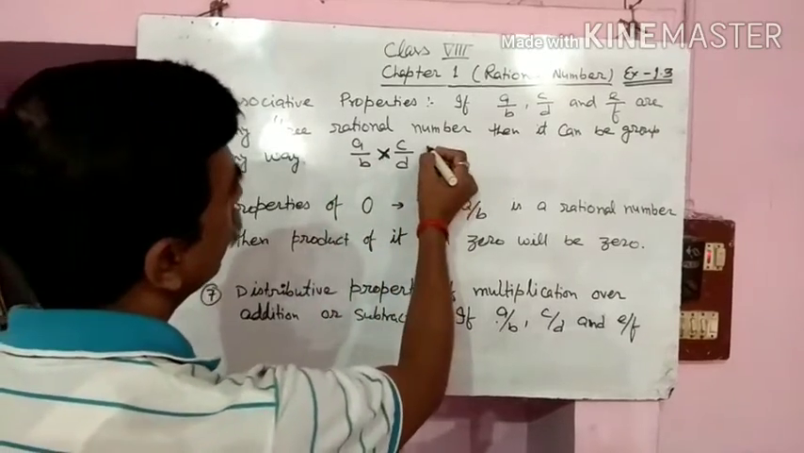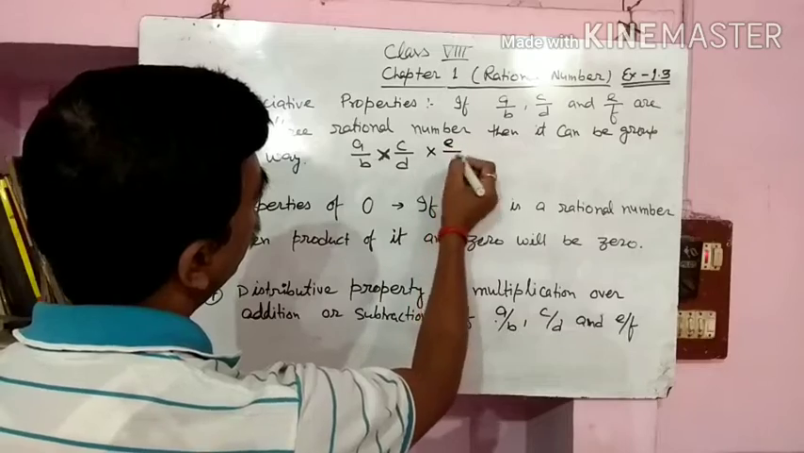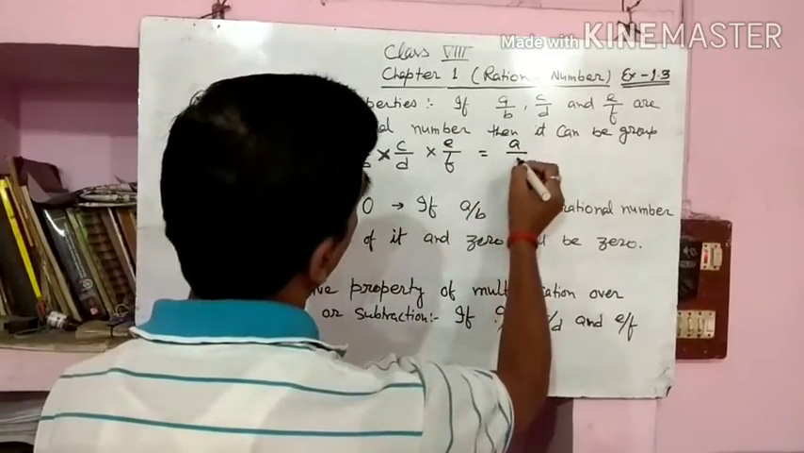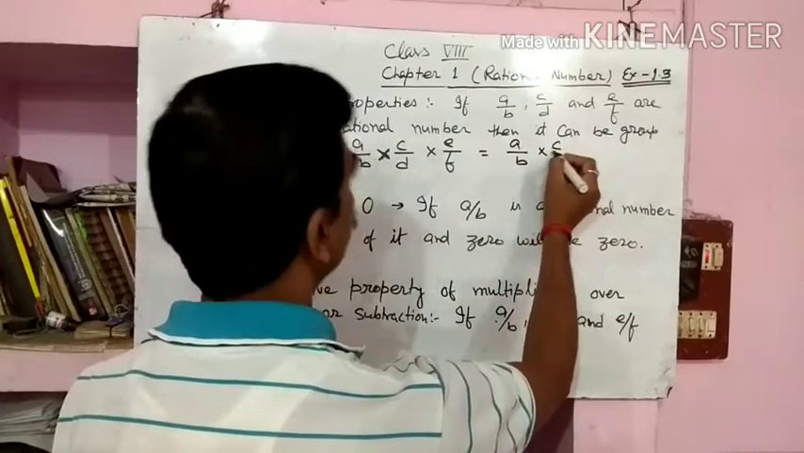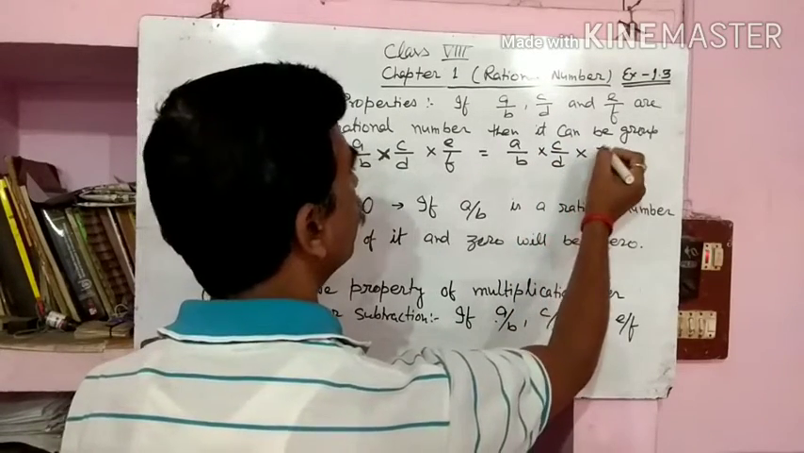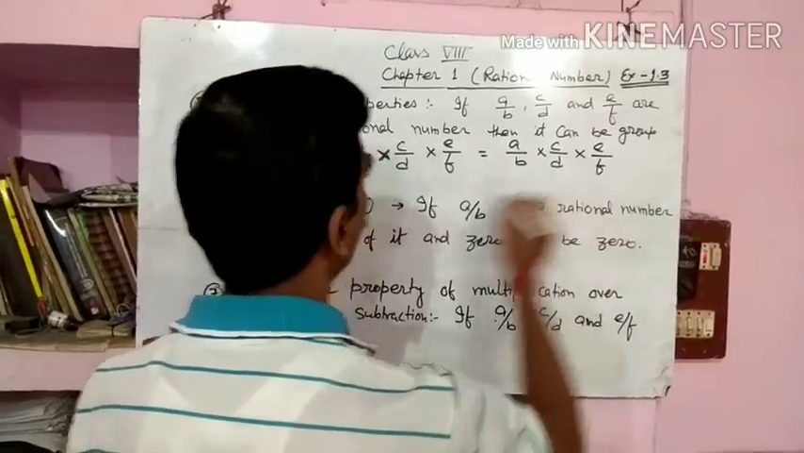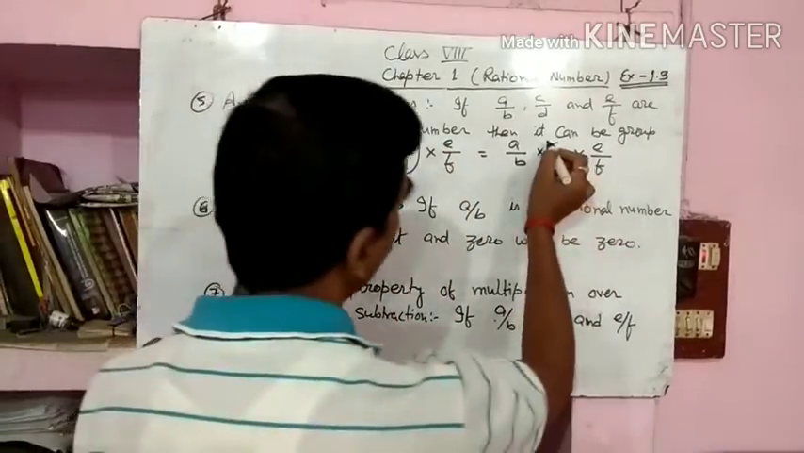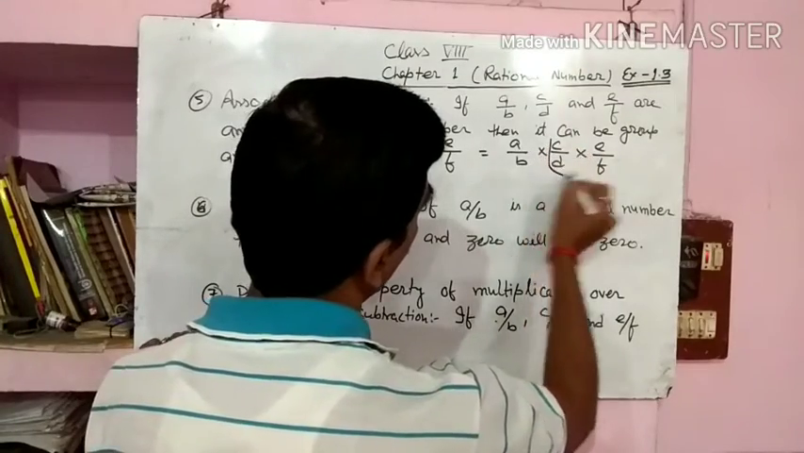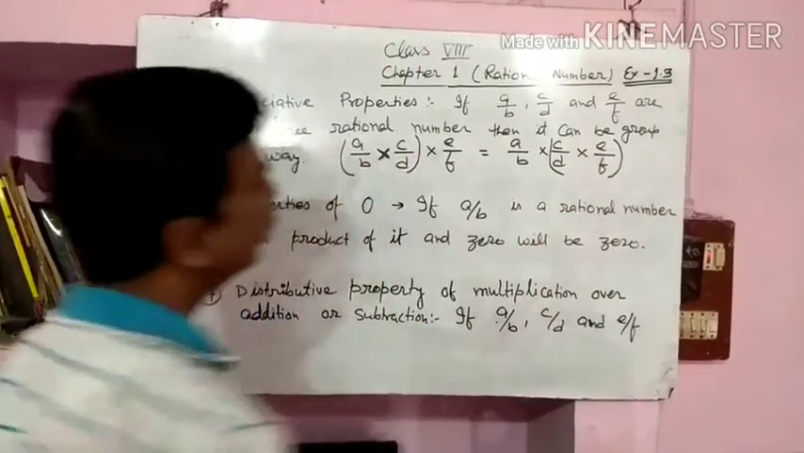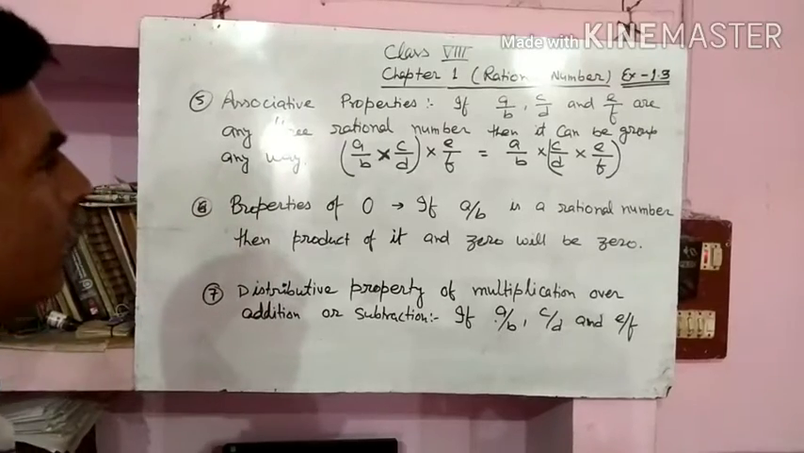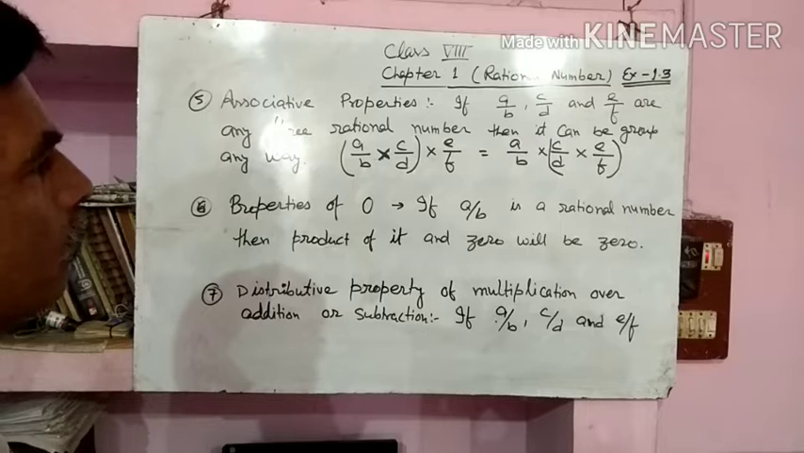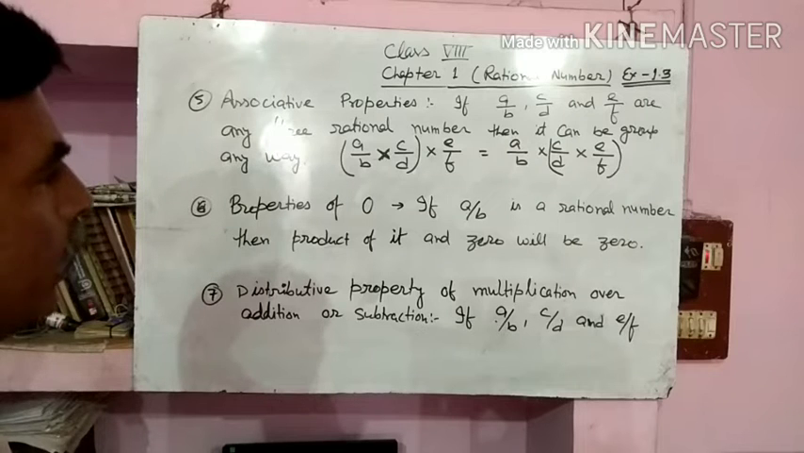Into E by F equal to A by B into C by D into E by F. Suppose I have grouped this one here, and after the equal sign, suppose I have grouped this one. It's saying that we can group any way, you'll get the same result. Means three rational numbers can be grouped in any way.